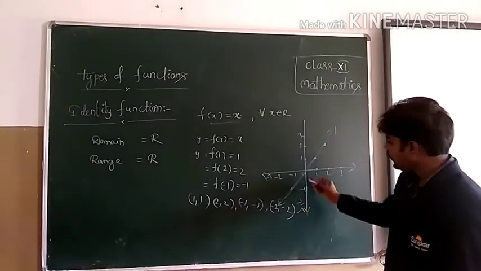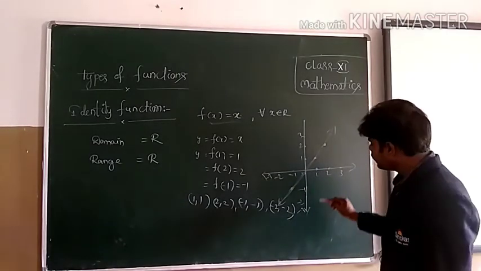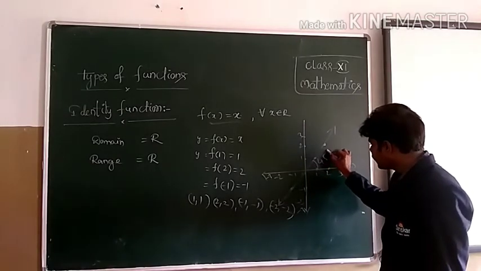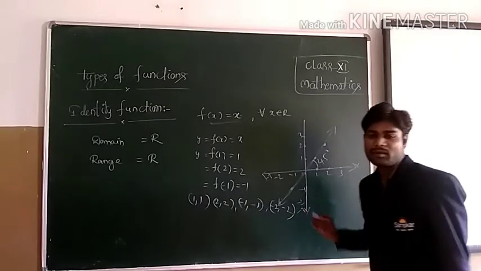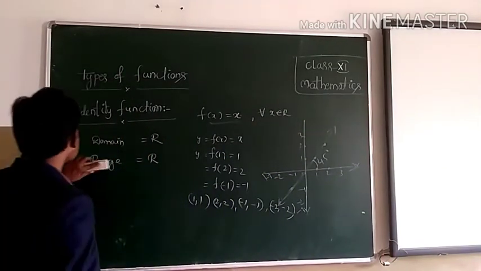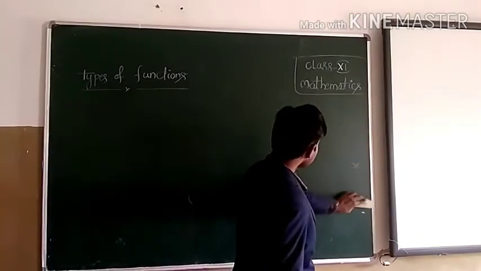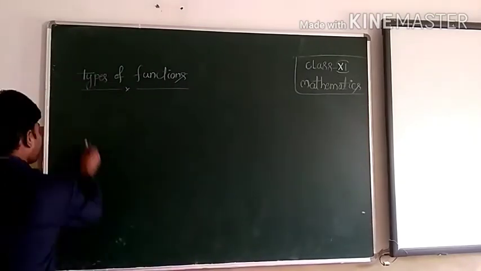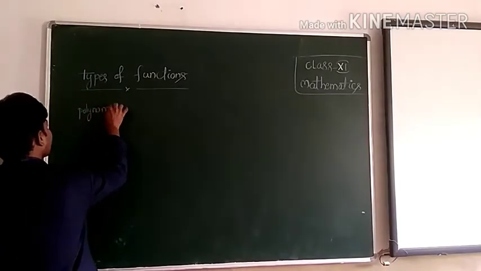The graph of the identity function is a straight line which passes through the origin, and it makes a 45 degree positive angle with the x-axis. This is about the identity function. Clear? Now let's see the polynomial function, which is the next one.